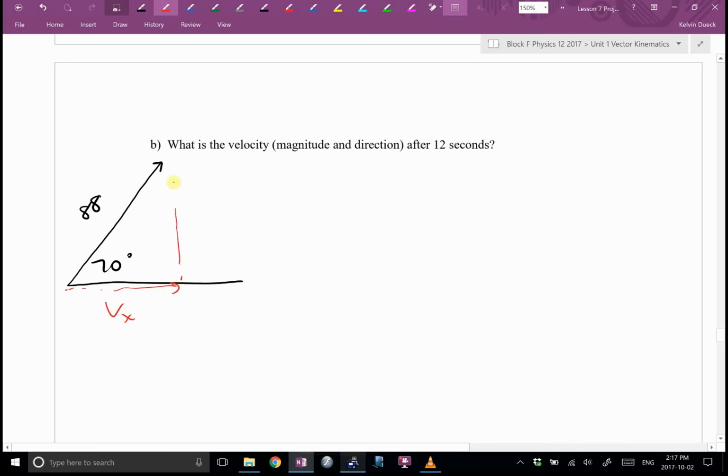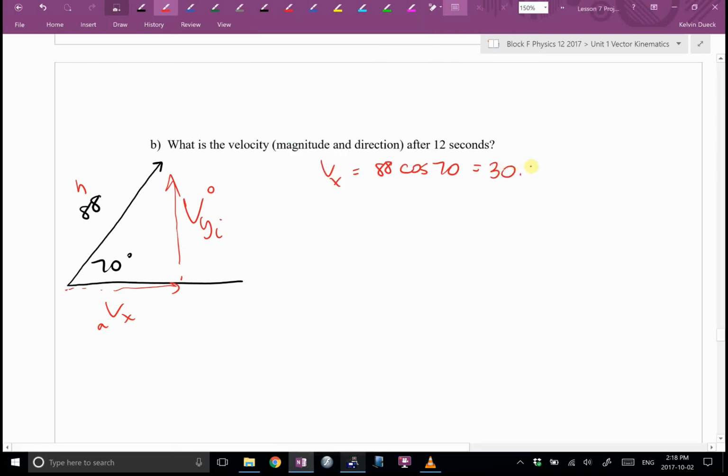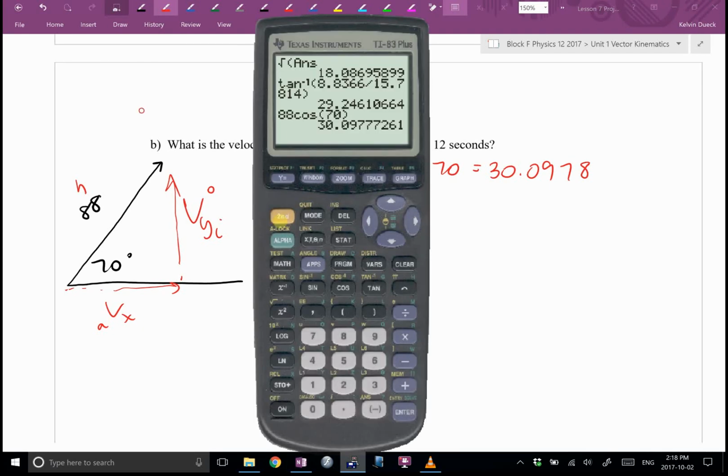There's Vx. There's Vy initial. Which trig function is going to be Vx? Cos it is. I'm going to get a Vx of 88 cos 70, which is 30.0978. What about Vy initial? Well, that's going to be which trig function? Sine? You've seen the sine. And I get 82.6930.